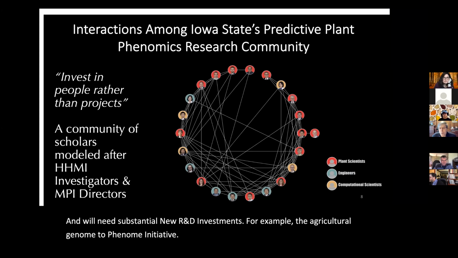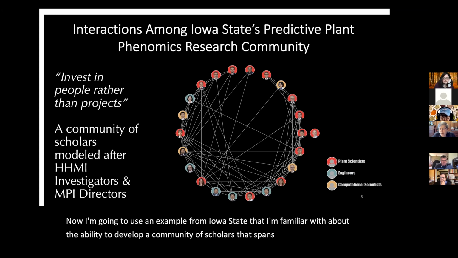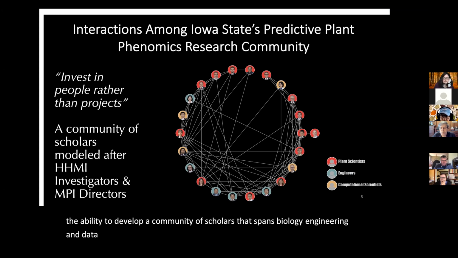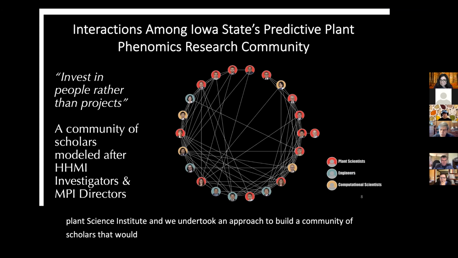Now, I'm going to use an example from Iowa State that I'm familiar with about the ability to develop a community of scholars that spans biology, engineering, and data science or computational science. About 5 or 6 years ago, I was appointed director of Iowa State University's Plant Science Institute, and we undertook an approach to build a community of scholars that would work on predictive plant phenomics. And in this graph here, I've indicated the scholars that are involved in this effort, and they're color-coded by their major area of expertise and interest.